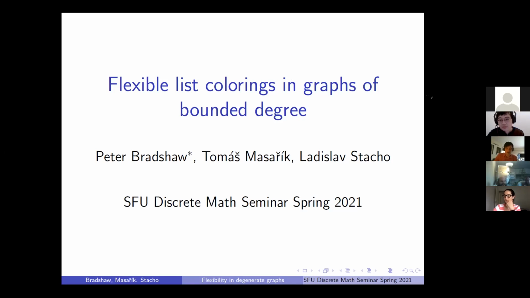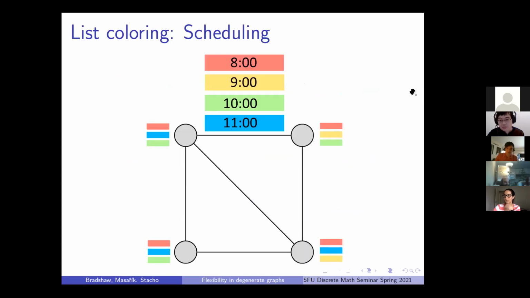The talk that I'm going to be giving today is about the notion of list colorings, which most of you are probably familiar with, but for those who aren't, I'll give a definition of what a list coloring is. So in the list coloring problem, we have a graph like the one shown here, and each vertex of the graph has a corresponding list of colors. The goal is to give every vertex in the graph a color from its list in such a way that no two adjacent vertices receive the same color.